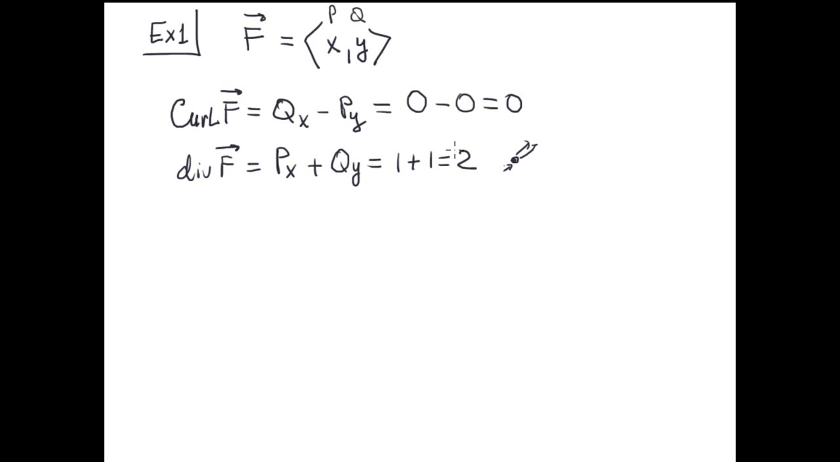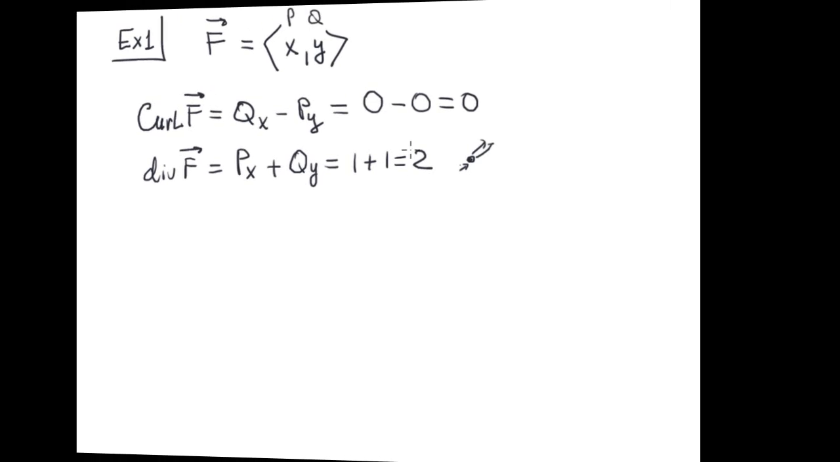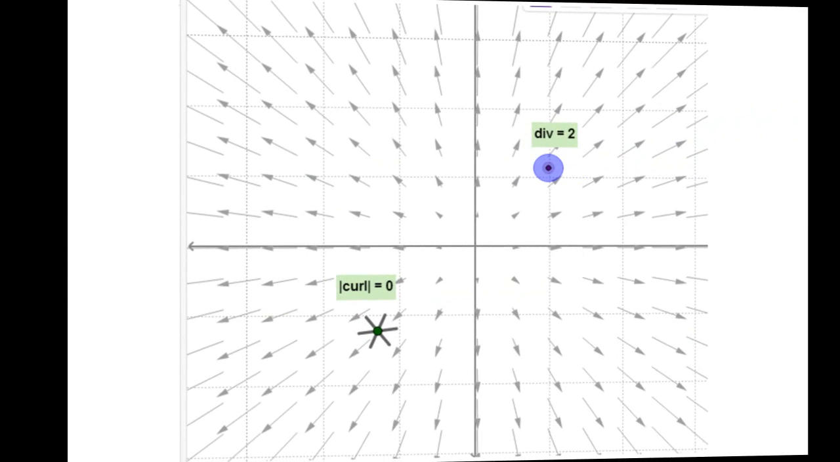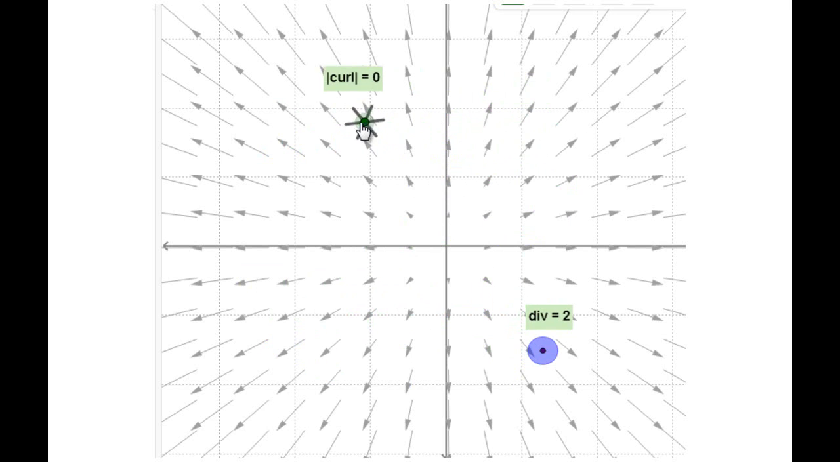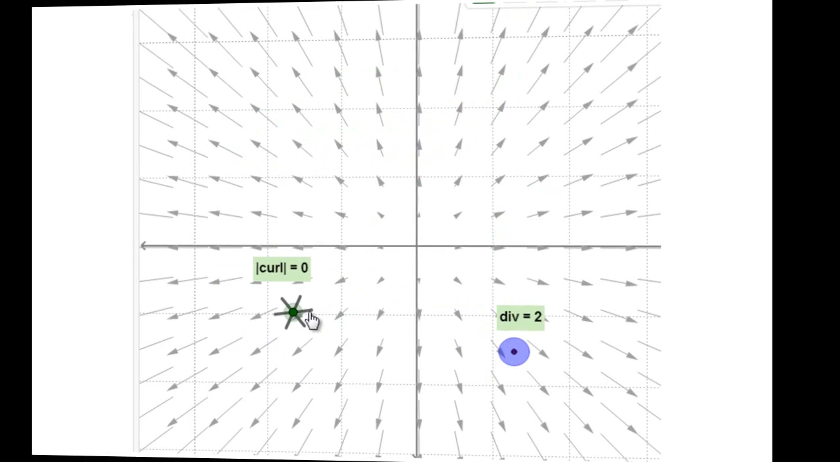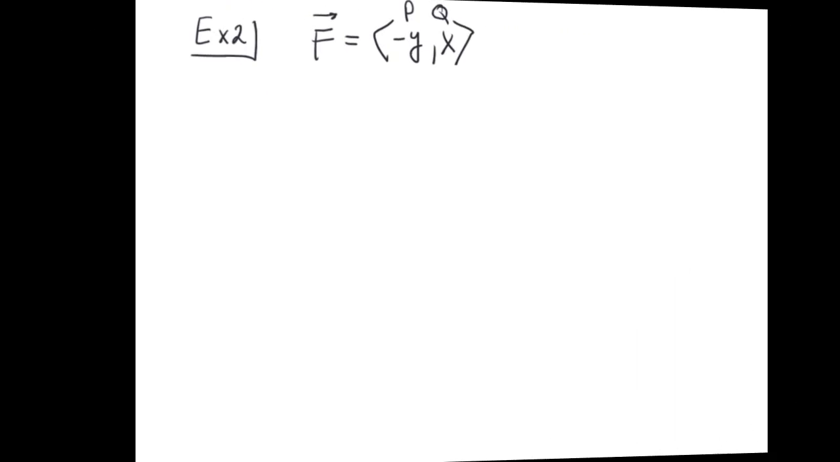Let's see it more clearly in a simulation in GeoGebra. Okay, this is the graphic representation of this vector field. It's totally radial, x, y, and you can see at any point the divergence is 2 and it never rotates. To indicate the rotation, we have a small wheel, and it never rotates.